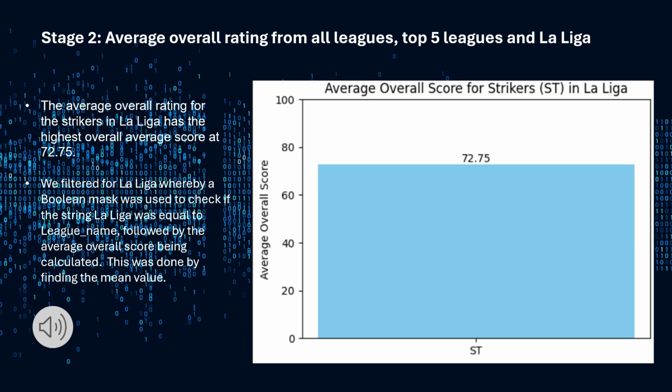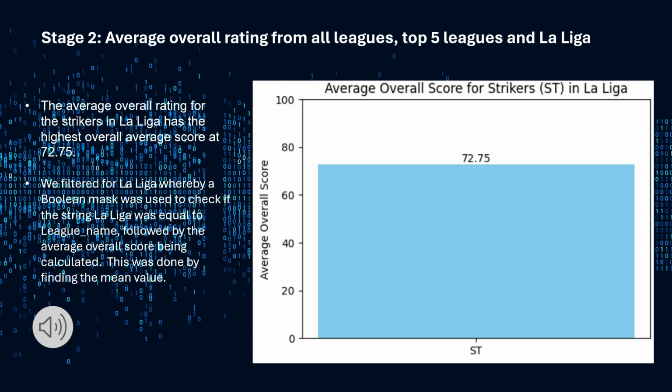It's clear that the average overall rating for the strikers in La Liga has the highest overall average score at 72.75. So I filtered for La Liga, whereby a Boolean mask was used to check if the string La Liga was equal to the league name, followed by the average overall score being calculated. This was done by finding the mean value. Once again, the average overall scores for strikers in the La Liga league has been displayed with the text label clearly next to it. And firstly, like before, I had to load the data set using pd.read_csv.